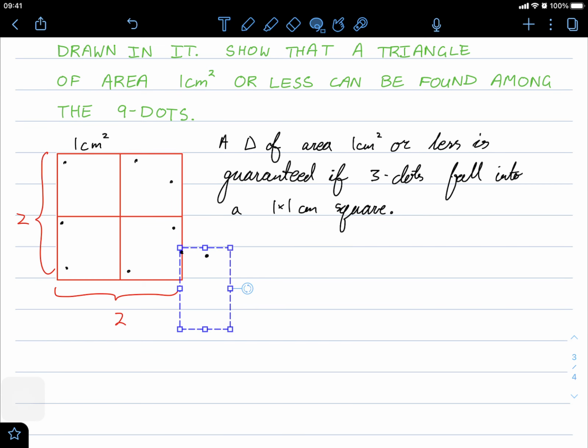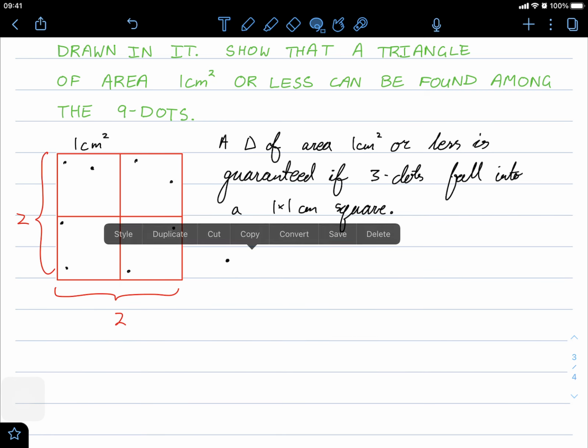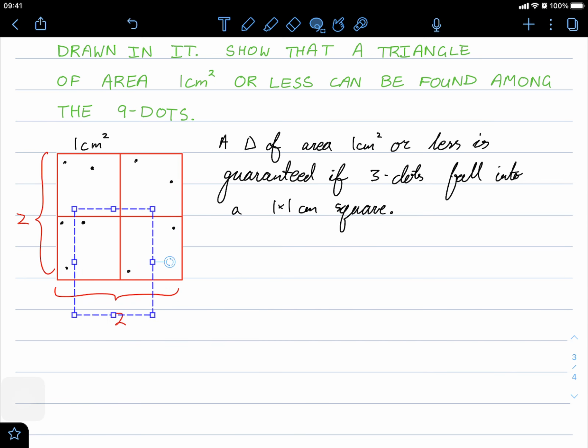Now take a look. Here's my 8th dot. If I'm trying to give myself the worst possible chance of not filling in this square with 3 dots, and I try to fill this one here, well, these 3 dots will give me a triangle of 1 centimeter square or less. So let's try and avoid that, and let's put it into the same square here. Now take a look. There are no other places for this last dot to go.